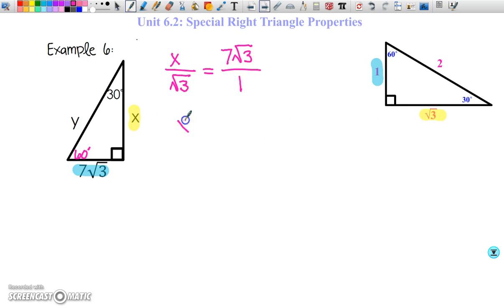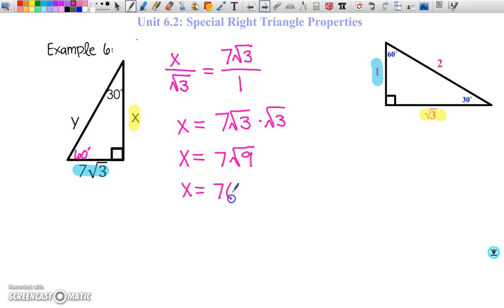Cross multiply to get x equals 7 times the square root of 3 times the square root of 3. When you're multiplying these, what you get to do is make this the square root of 9. And we know that the square root of 9 is 3, so our x is 21. Okay, so there's your x.